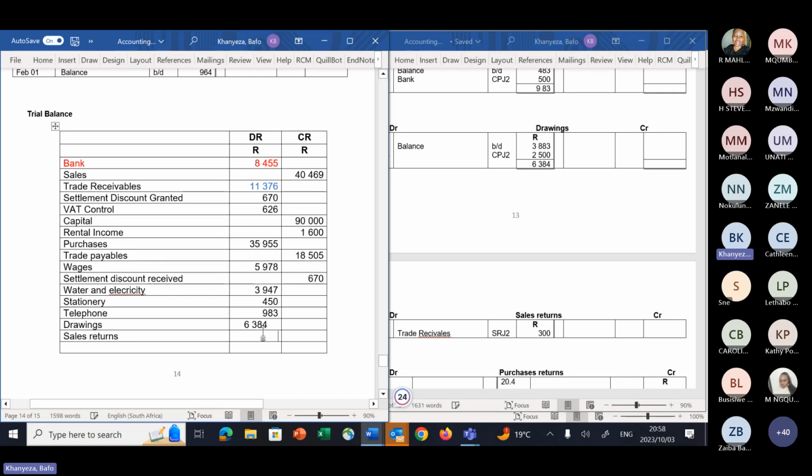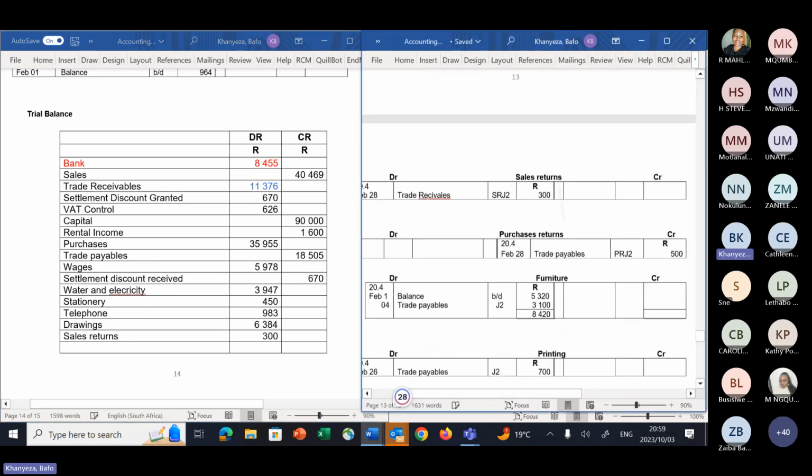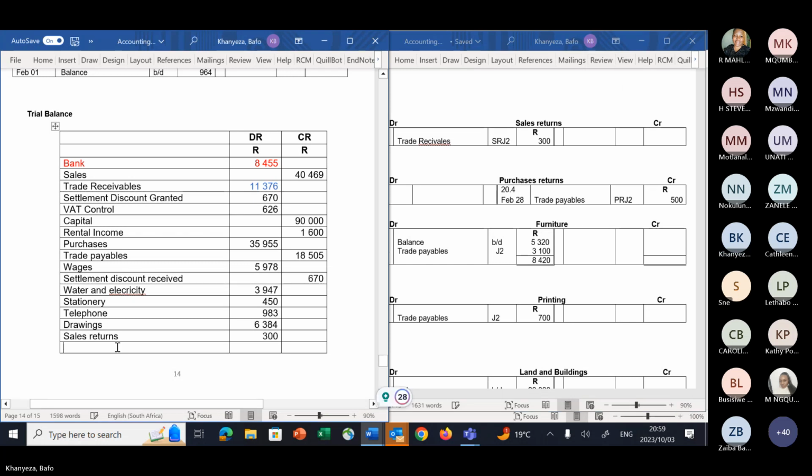Then I have sales returns, which reduce debtors, of 300. Then I have purchases return. Sales returns reduce sales, and purchases returns reduce purchases. In the income statement, we will be dealing with that. We'll do that tomorrow. Purchases return is 500.